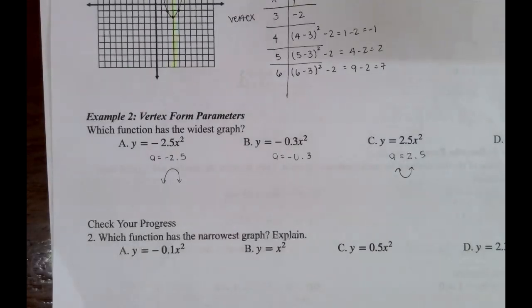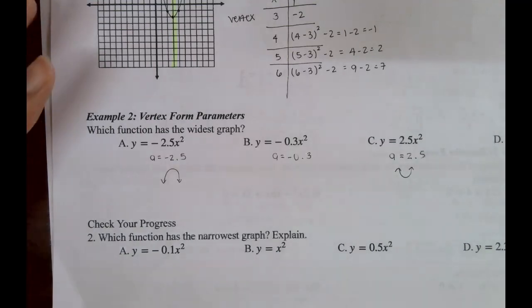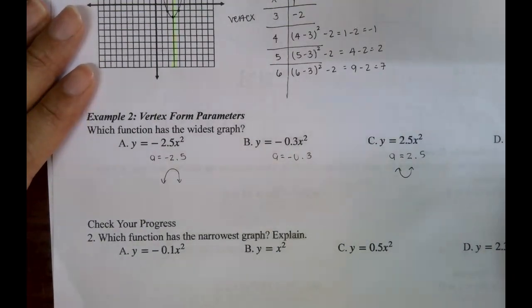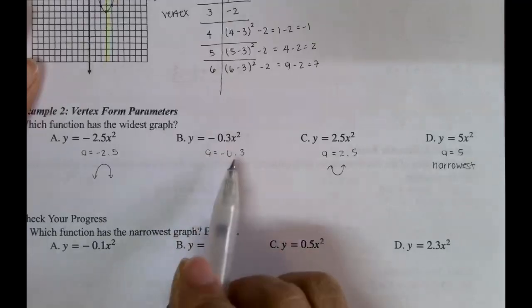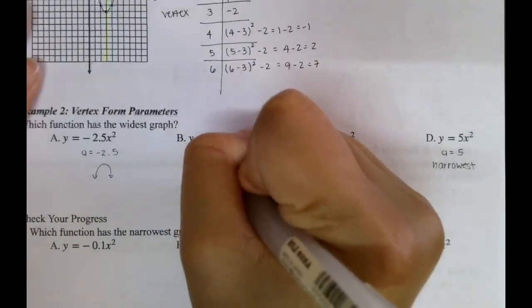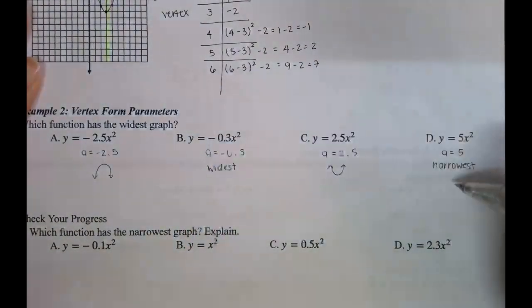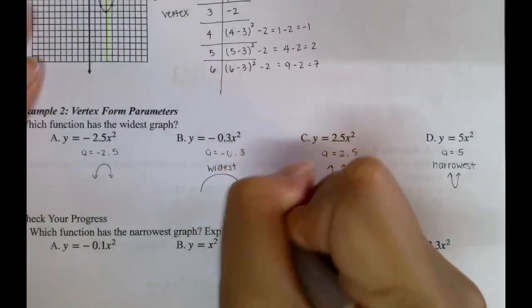Okay. Then what we should have remembered is that when its absolute value is between 0 and 1, that's going to be the widest. So this is actually the narrowest one because it has the biggest absolute value, right? 5 compared to the -2.5 and the 2.5. This one is going to be the widest one. So this one's going to be super narrow, and then this one's going to be big and fat.